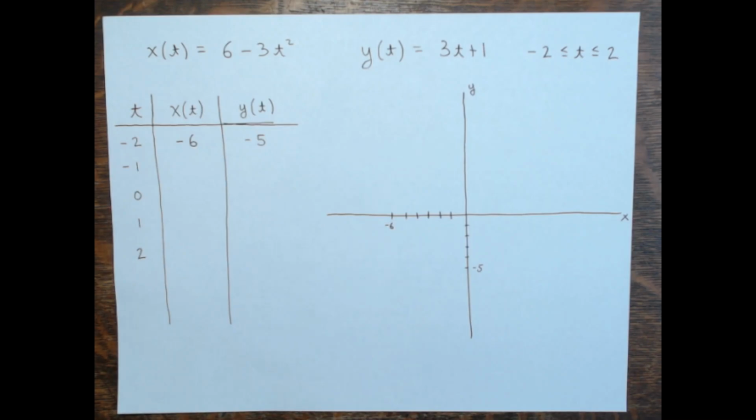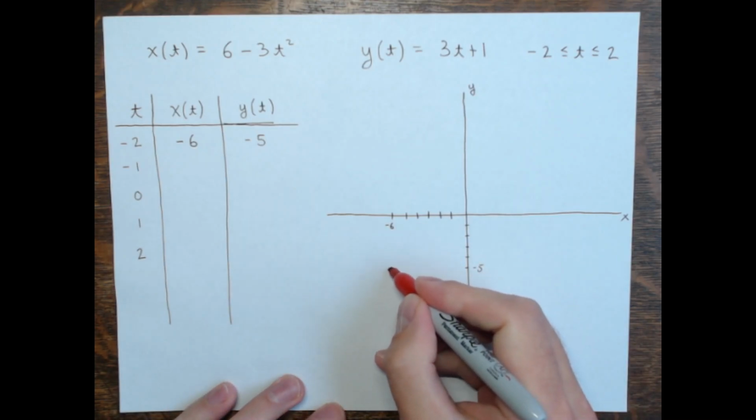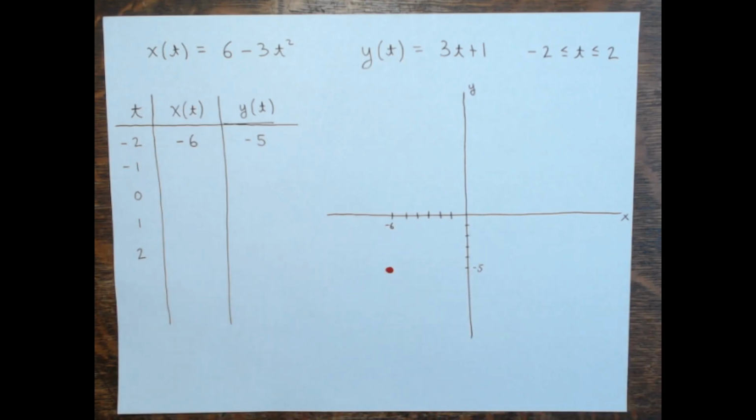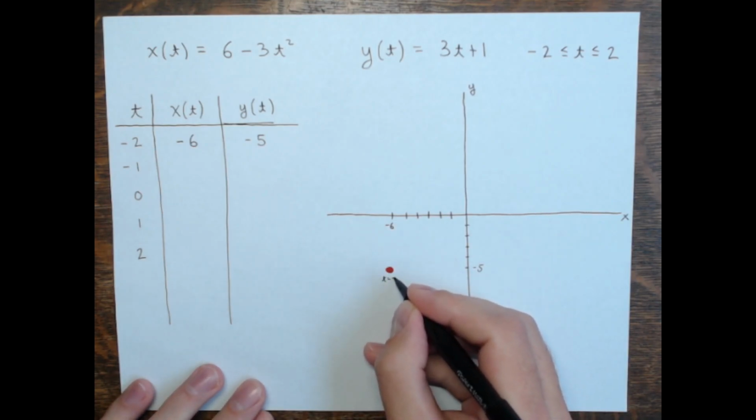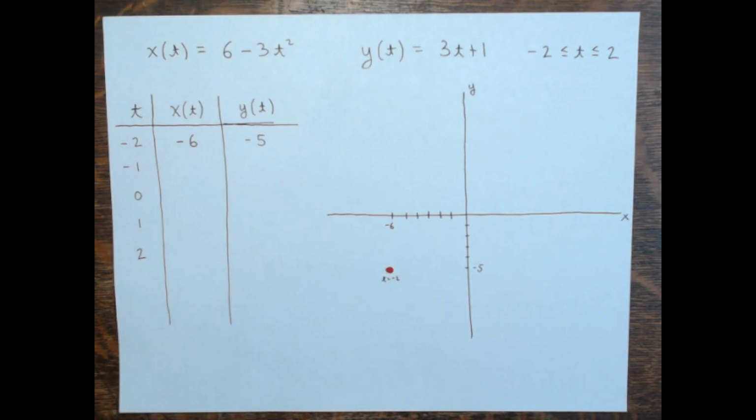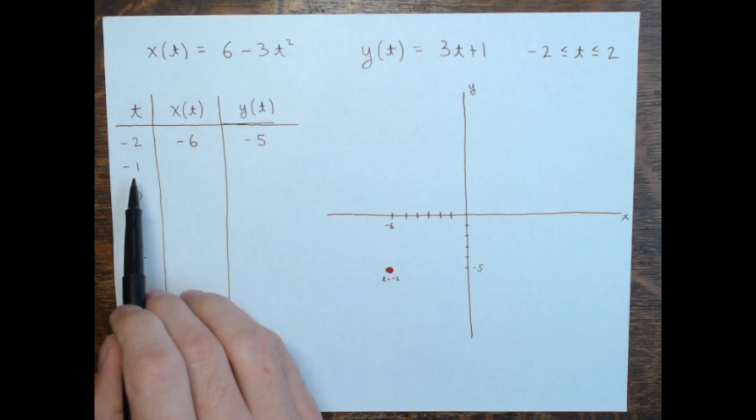I'll mark it in red. When the value of t is -2. All right, and I might even write that next to it. Right here's where t equals -2. We're at that point. Okay, and then keep going.